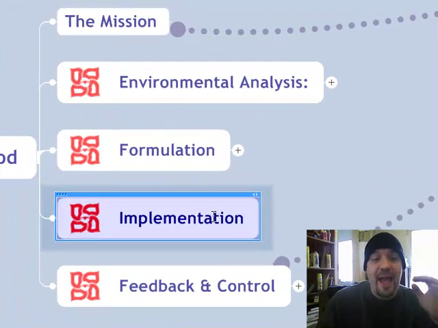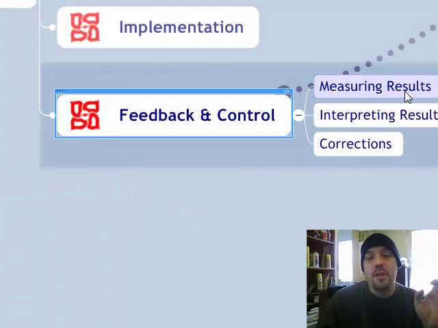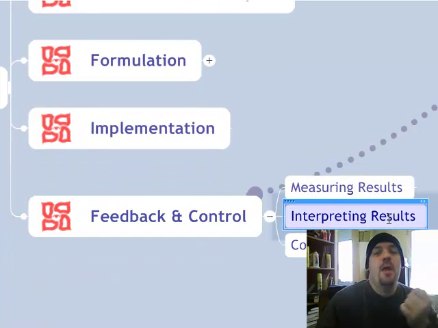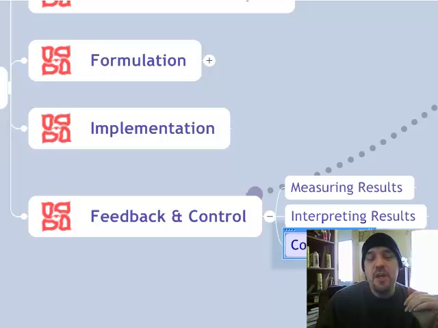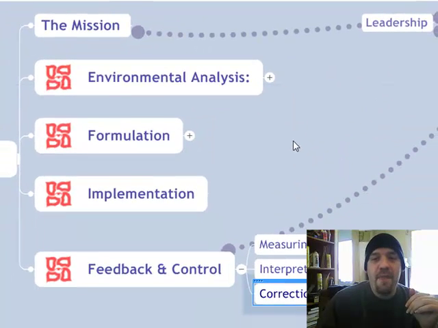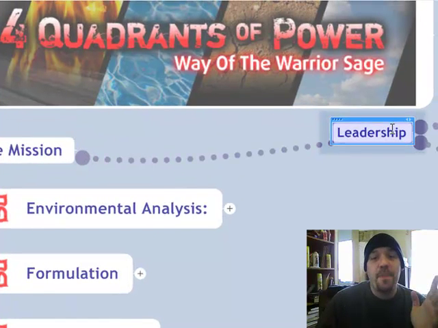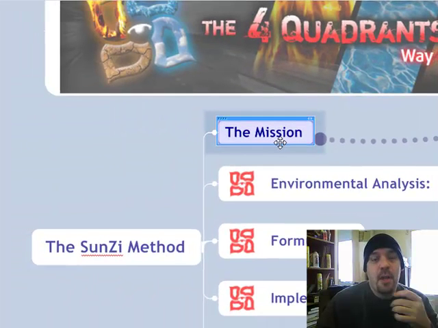So you implement, you take action, and then you get to the feedback and control steps. You want to measure the results. Okay, it's week 1. How much weight have I lost? You want to interpret the results. Why have I lost this much weight? What are the internal and external factors? What do I need to think about adjusting? And then you need to make corrections. And then if there's somebody else, for example, that you're dealing with, that would go back to leadership, or you might readjust the mission appropriately.